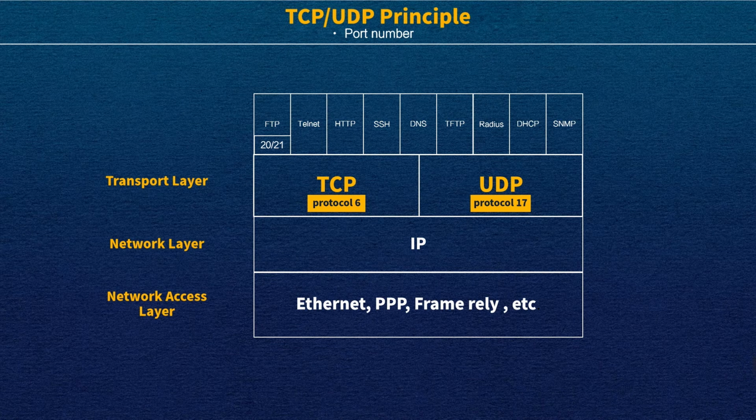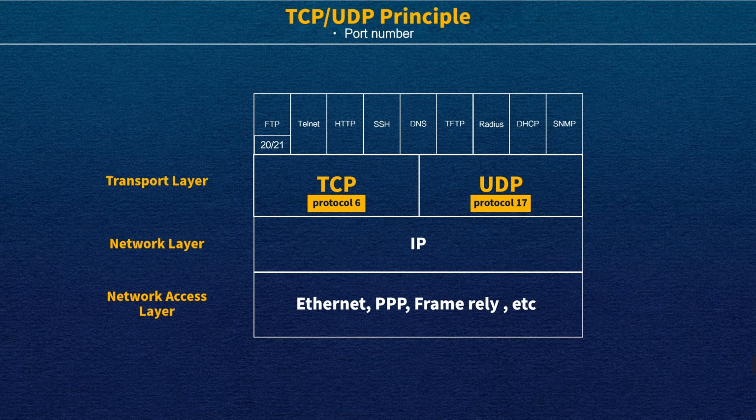And we have two numbers. One is 20 and another one is 21. One for the control channel and another one for the data channel. So this is the first one.